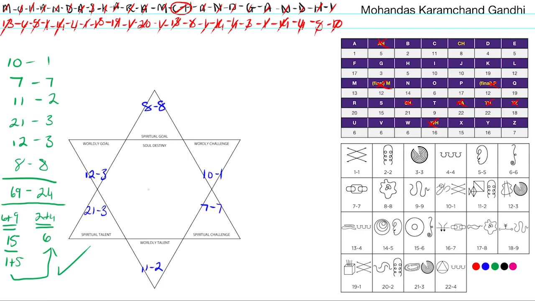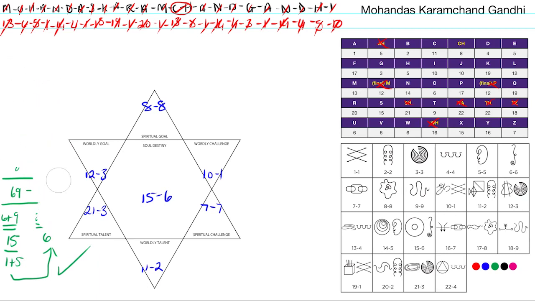It's going to be incorrect, and you're going to have to recalculate. So this is going to be a 15, 6, and we can remove all of our calculations.